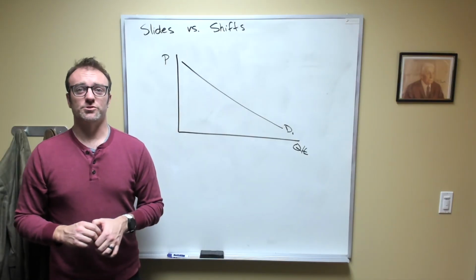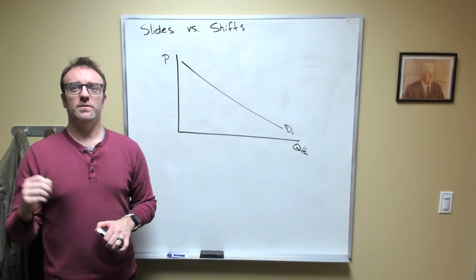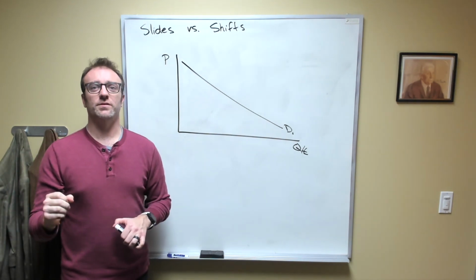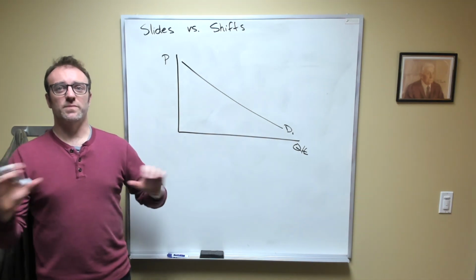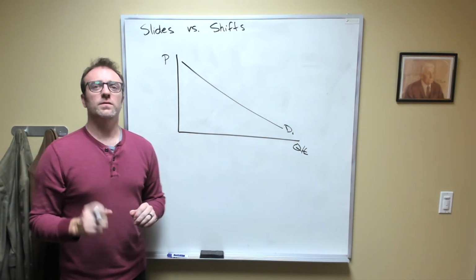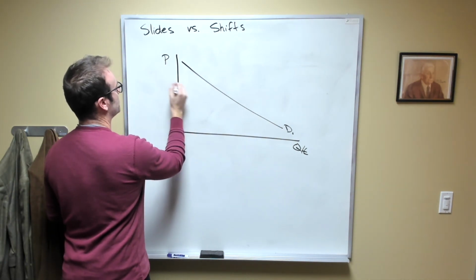Let's compare this to a change in the amount demanded. So a change in the amount demanded means a change in the quantity demanded because of a change in price with no change in the demand schedule. In this case, what we're doing is sliding along a given demand curve.